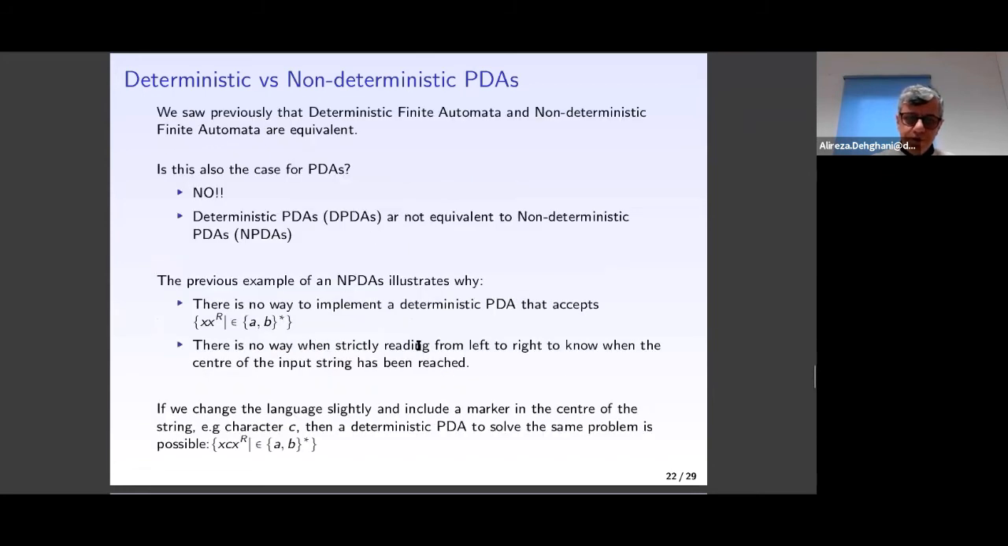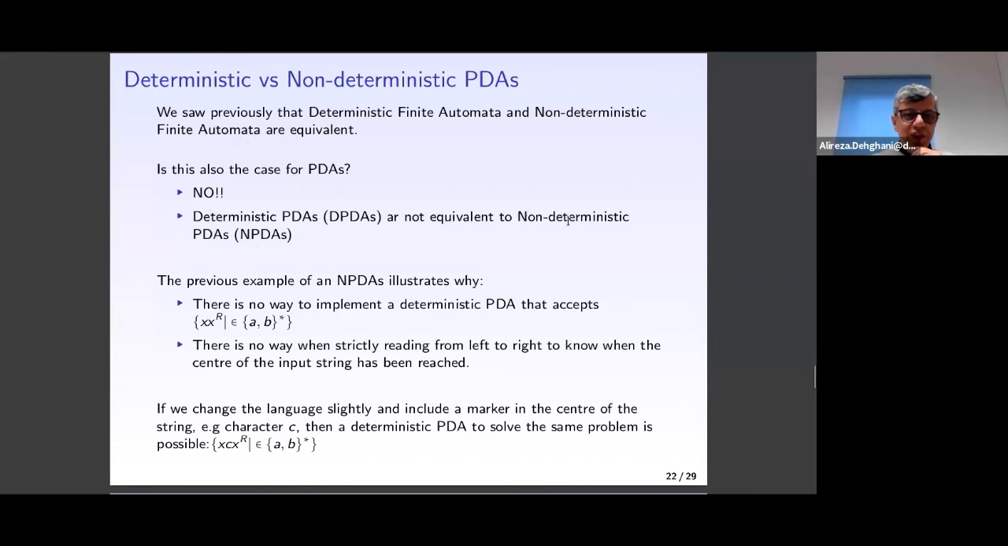Okay. We saw previously that deterministic finite automata and non-deterministic finite automata are equivalent. If you remember, for specific languages we can have multiple non-deterministic finite automata to satisfy that language, and we can have only one deterministic finite automaton. For every non-deterministic finite automaton, we can have one equivalent deterministic finite automaton. Is that the case for PDAs? No. Deterministic PDAs are not equivalent to non-deterministic PDAs.